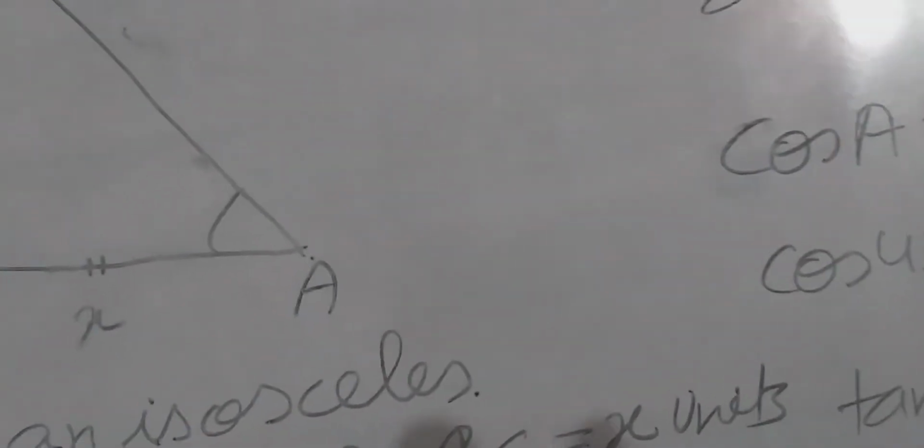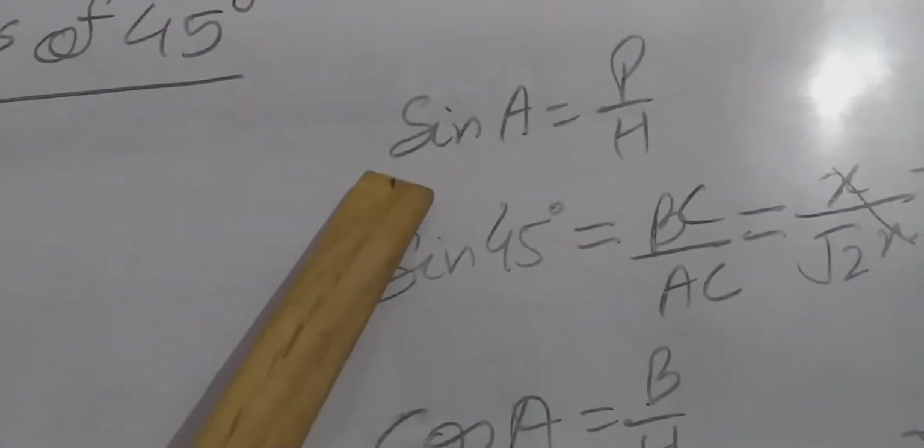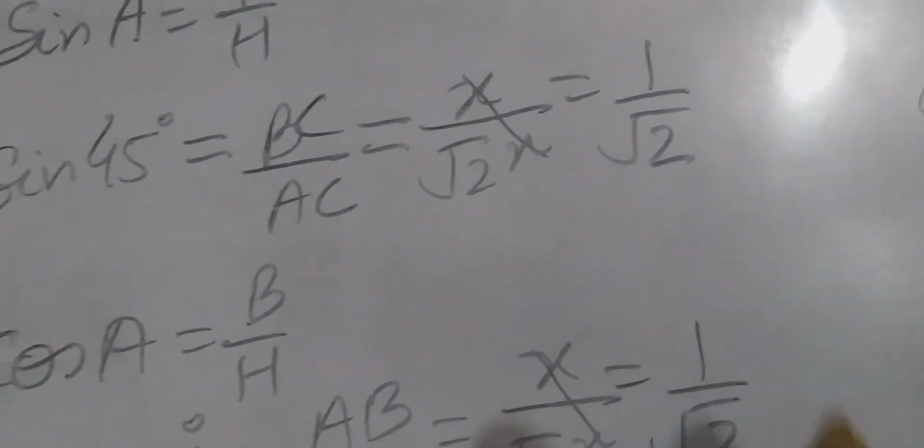Now students, let us find all the values for angle A. We know that sine A equals P upon H. So angle A value is 45 degree, just proved, students. For angle A, sine equals BC upon AC. BC is x, and AC we calculated just now, AC equals root 2 x. So x upon root 2 x. The x's cancel. 1 upon root 2.